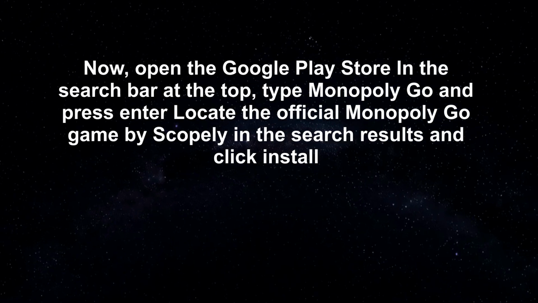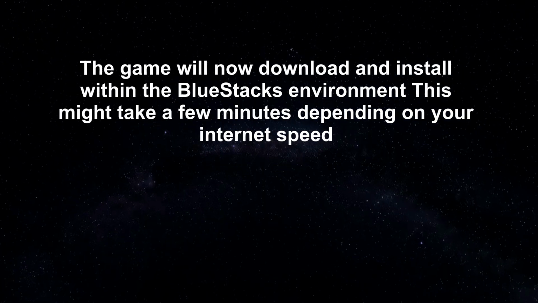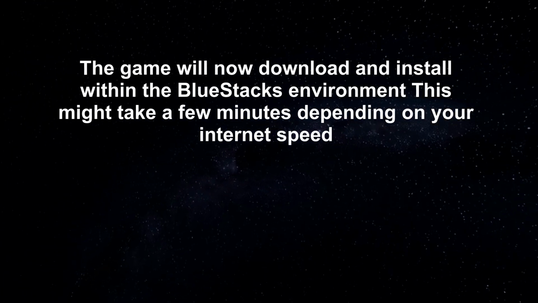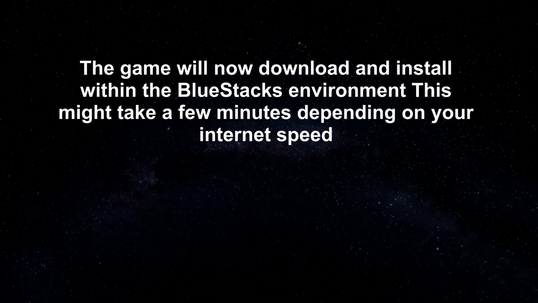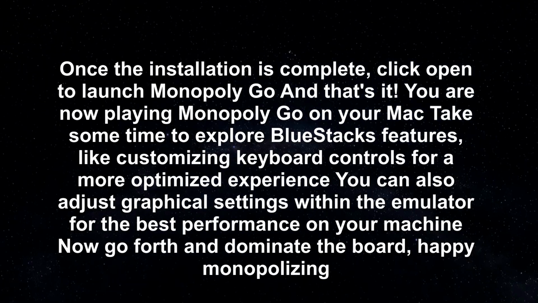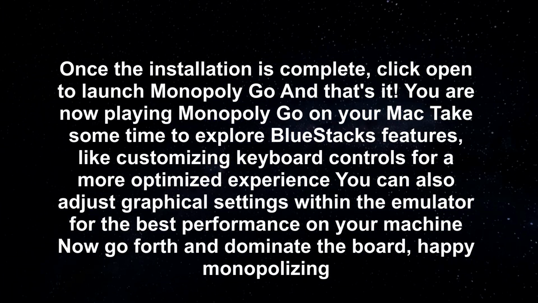Locate the official Monopoly Go game by Scopely in the search results and click install. The game will now download and install within the BlueStacks environment. This might take a few minutes depending on your internet speed. Once the installation is complete, click open to launch Monopoly Go, and that's it. You are now playing Monopoly Go on your Mac.